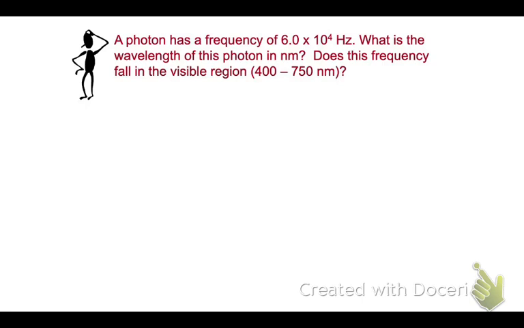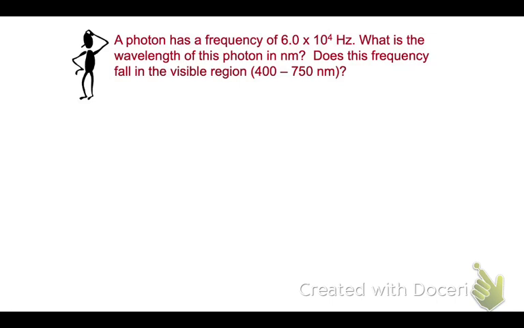Let's look at this question together. A photon has a frequency of 6.0 times 10 to the power 4 hertz. What is the wavelength of this photon in nanometer? Does this frequency fall in the visible region? And the visible region is anywhere between 400 to 750 nanometer.